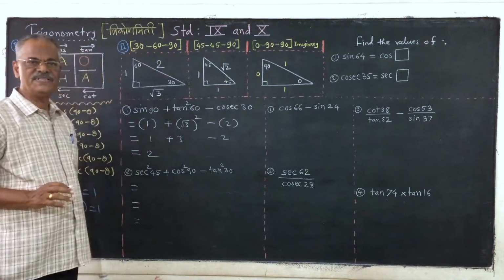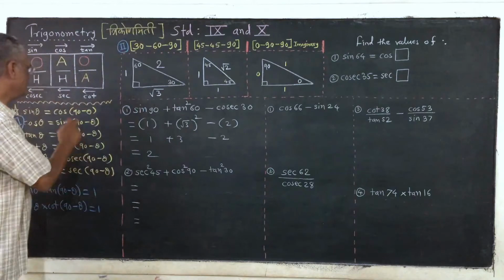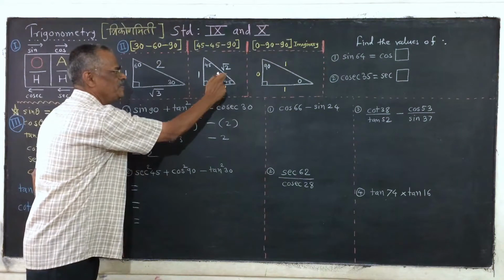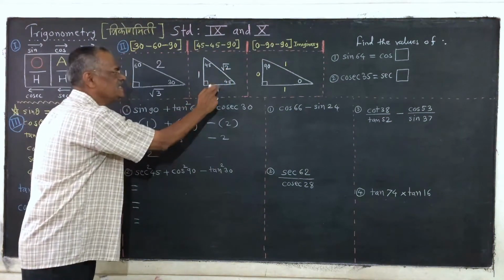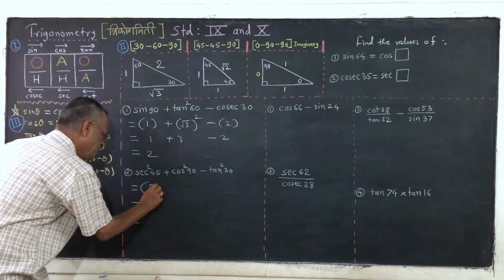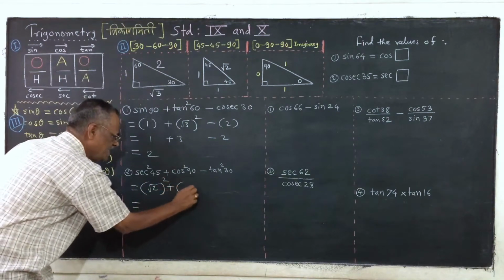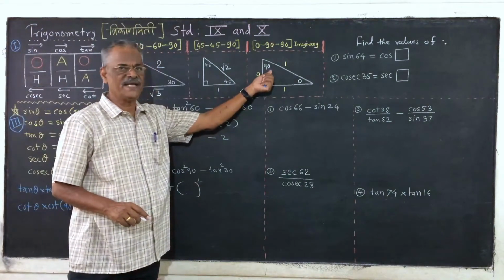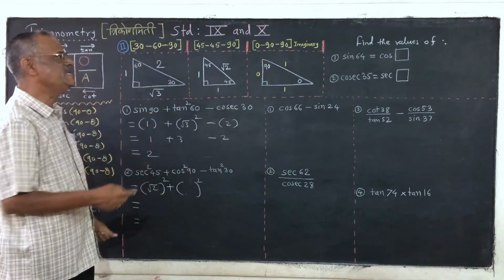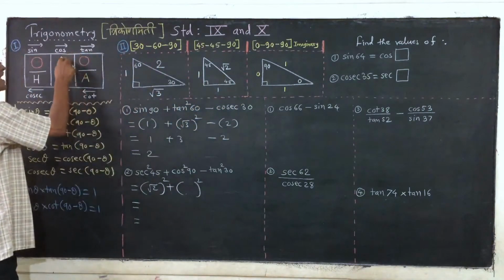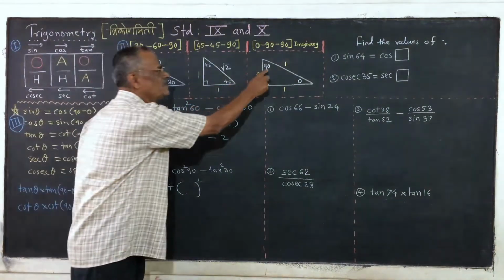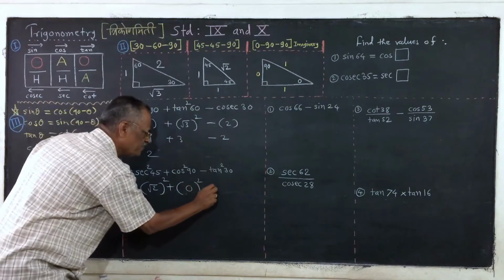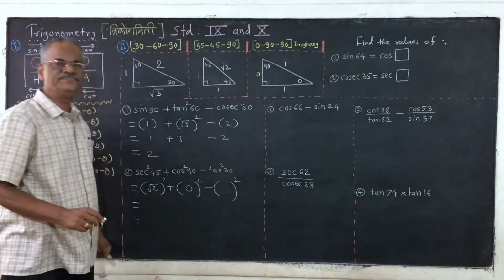What is the next example there? Sec square 45. Remember that sec is h upon a. Sec 45, hypotenuse upon adjacent, root 2. So you can substitute here root 2 bracket square. Similarly, square of cos 90. Cos 90 from this triangle, you can see that cos is adjacent upon hypotenuse. So to calculate cos 90, 0 upon 1, that is 0. So you can use that 0 square minus tan square 30.